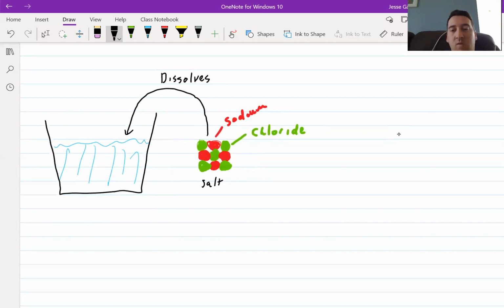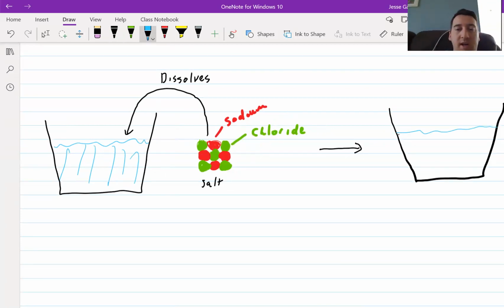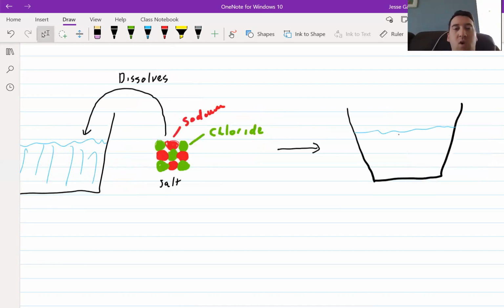So what does this look like after? Well, here after, I'm going to draw my container. I still have my water, and I'm not drawing the particles, but do know that it's made of particles. And essentially what has happened is that when you put the sodium chloride crystal into the water, molecules are able to interact with the ions and pull them apart. So essentially, you're breaking the forces of attraction that were holding the sodium and the chloride ions together.